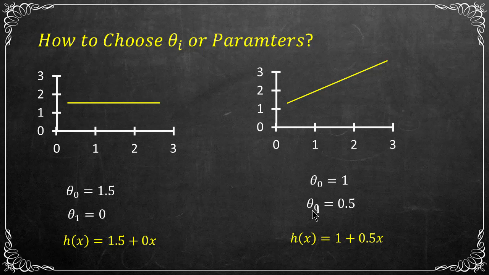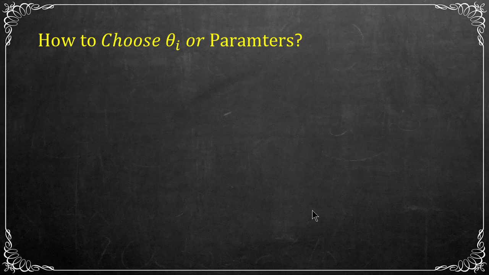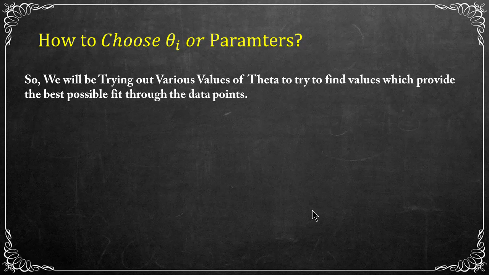So you might be thinking, so Ayush, you haven't told about how do we choose theta. For choosing theta, we have to try different values of theta and find the values which provide the best possible fit, a straight line through our data points, okay? So we have to try different values of theta and take a look at which theta gives the best fit line on our data points, okay?